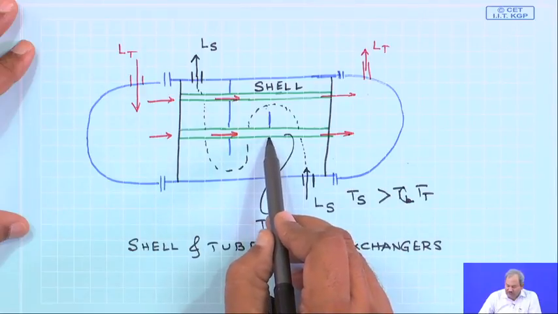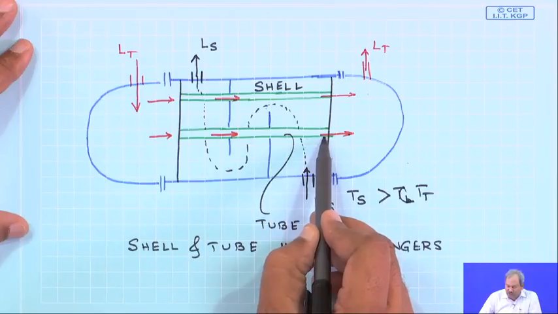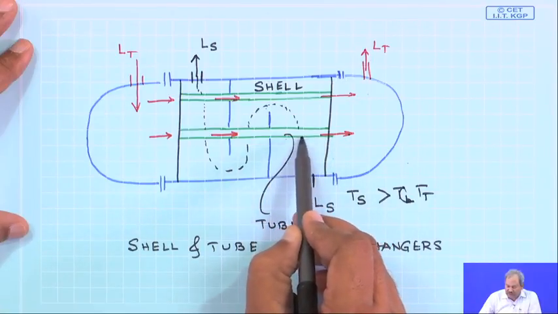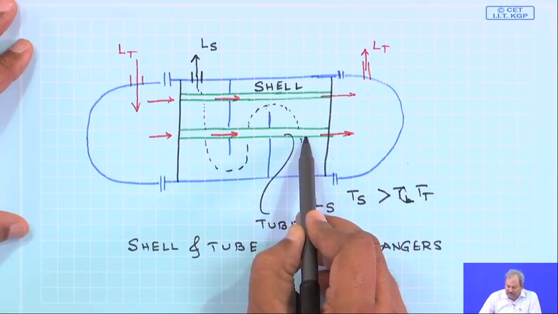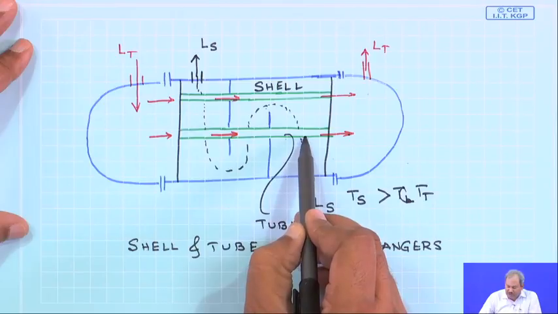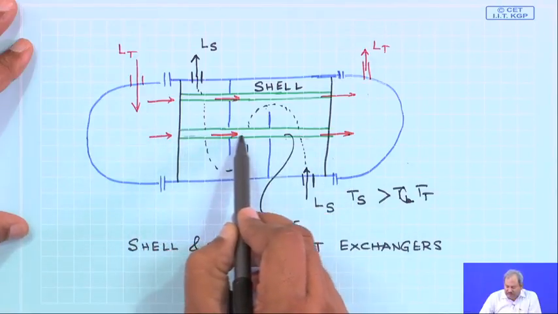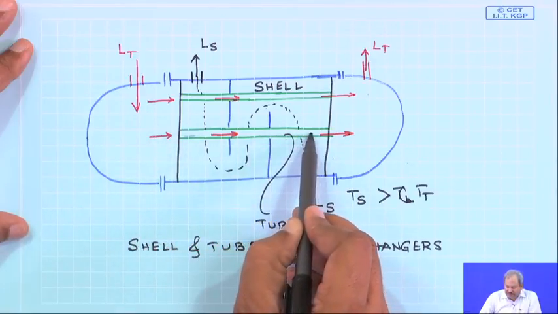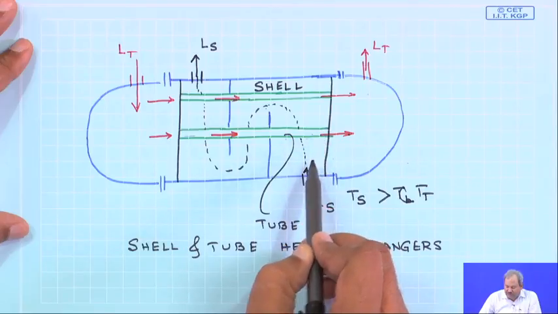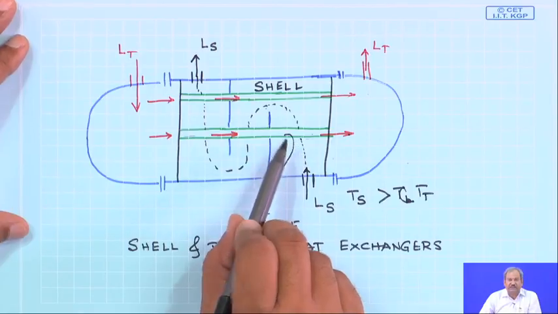So, the heat transfer is going to be external flow over the outside of the tube surface, conduction through the tube material, and finally, internal heat transfer between the hot wall and the liquid which is flowing in it. So, the liquid which is in internal flow inside the tube is going to exchange heat with the shell side fluid which is in external flow.